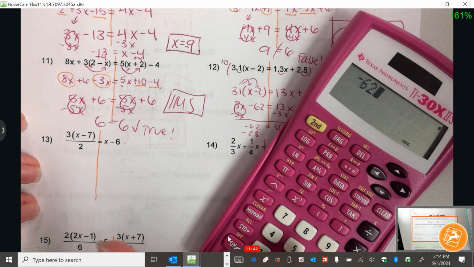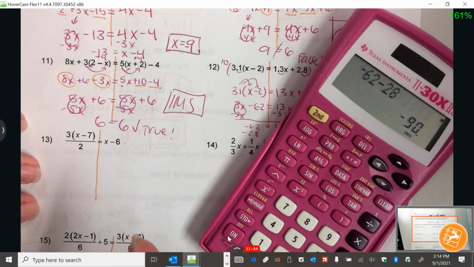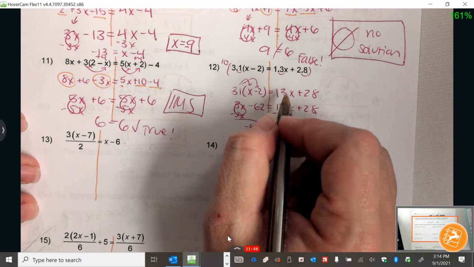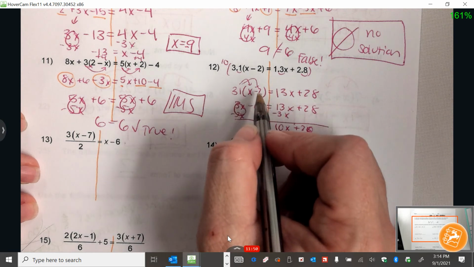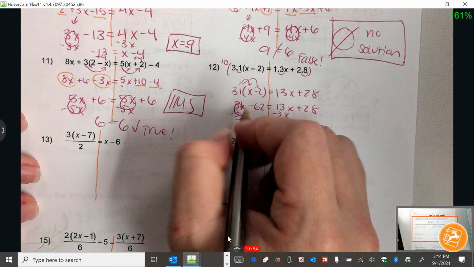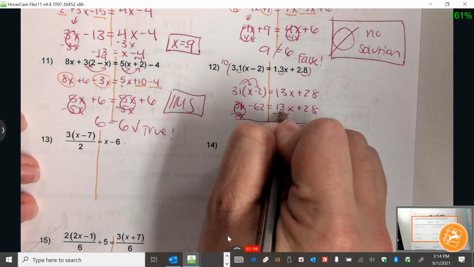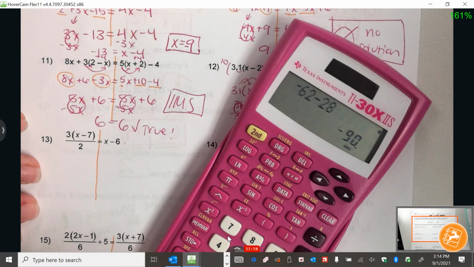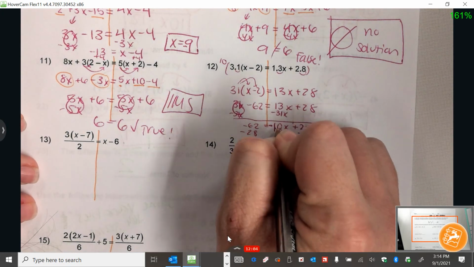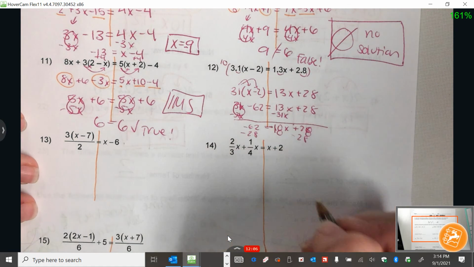Negative 62 minus 28 is negative 90. What did I do wrong here? Did I do anything wrong? That's what's wrong. This is 31, y'all. My goodness, I'm losing my mind today. So minus 31, 13. Minus 31 is 18. So this is negative 18. Sorry about that, y'all. Hopefully y'all caught that.